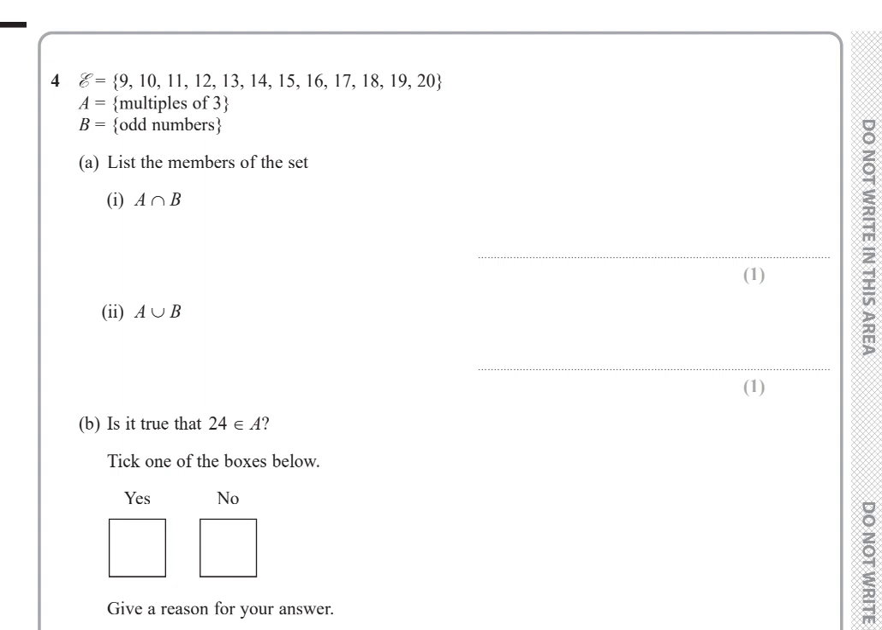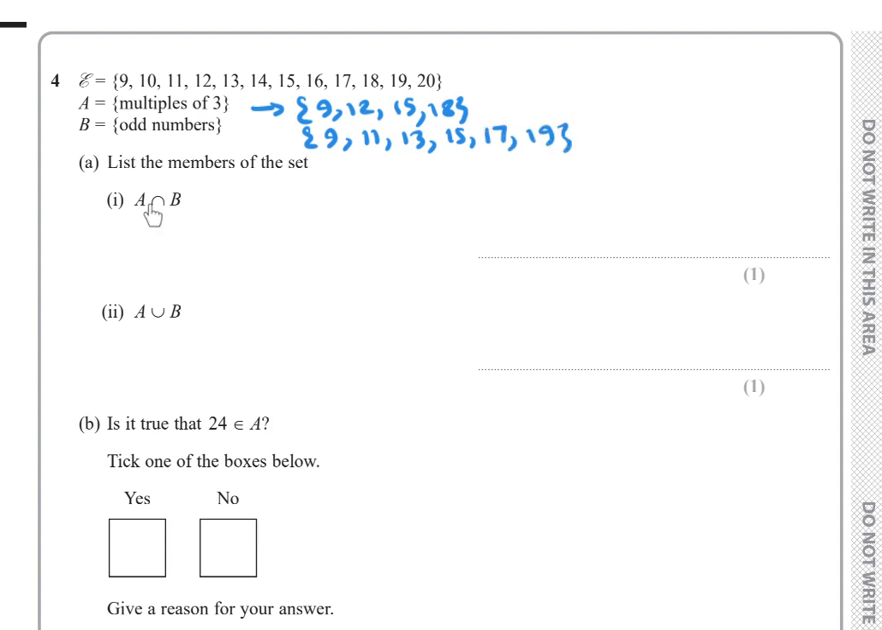Number 4. The universal set is 9, 10, 11, 12 up to 20. A is the multiples of 3, B is the odd numbers. List the members of the sets A intersect B and A union B. First A, the multiples of 3 included in the universal set, so A equals 9, 12, 15, 18. And B is the odd numbers included in the universal set, which are 9, 11, 13, 15, 17, 19.